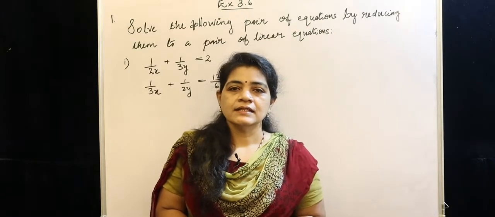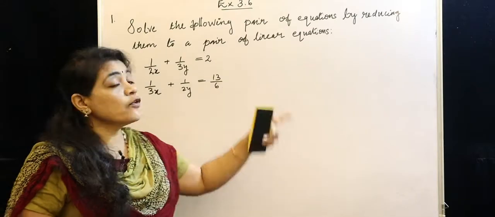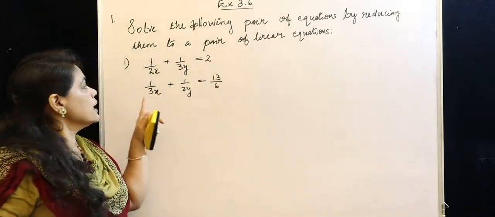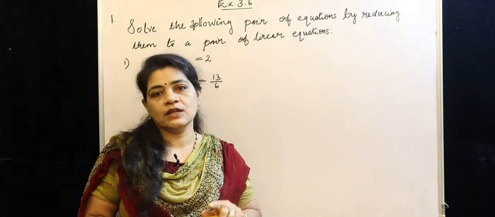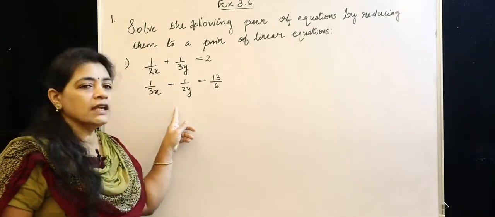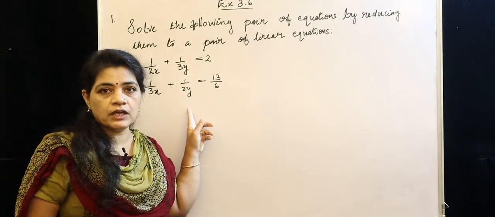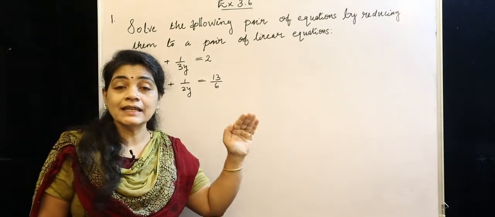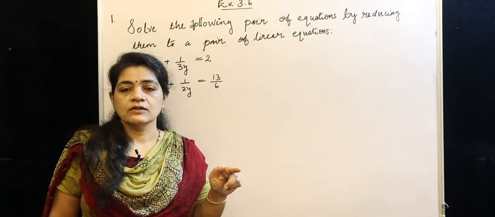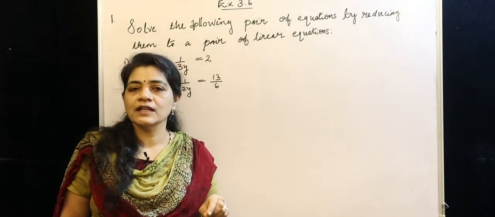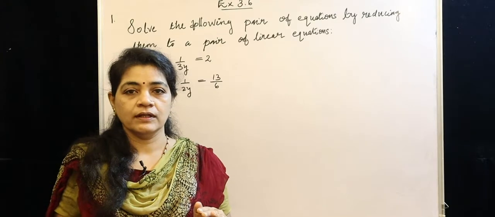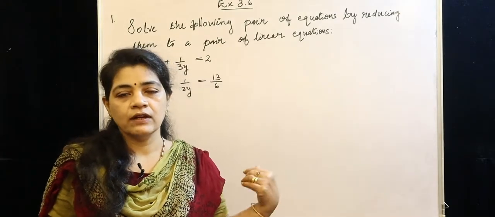Let us see. Solve the following pair of equations by reducing them to a pair of linear equations. That means the given pair of equations is not in the general form of a pair of linear equations. So we first have to reduce them into a pair of linear equations in two variables. Then only we can solve the given equations.